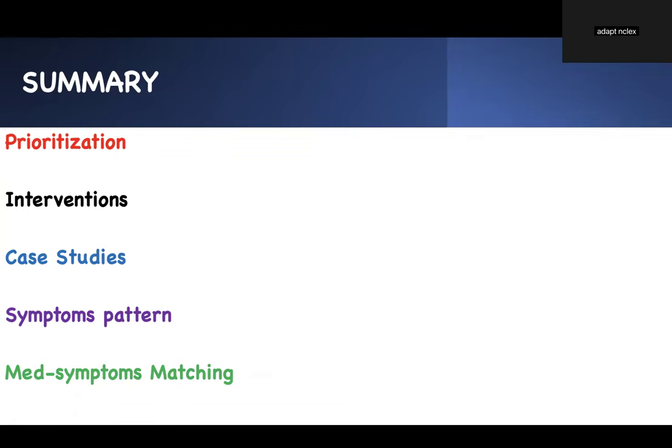Know the type of prioritization. Know when you're supposed to intervene, and the next thing you do, how to read a case study. Pay attention to the buzzwords. Connect the symptoms. You don't need 50 symptoms to make a diagnosis. Key ones. And then when you have a medication, pick 3 things that will let you recognize that medication.